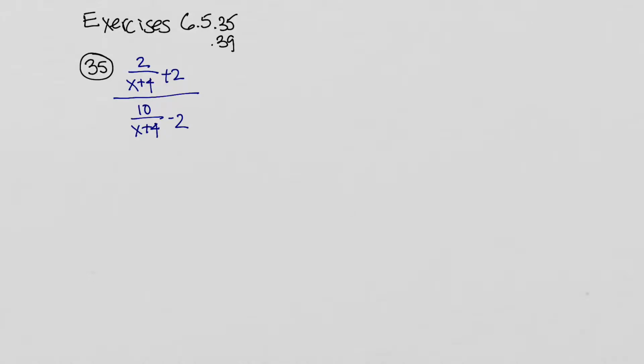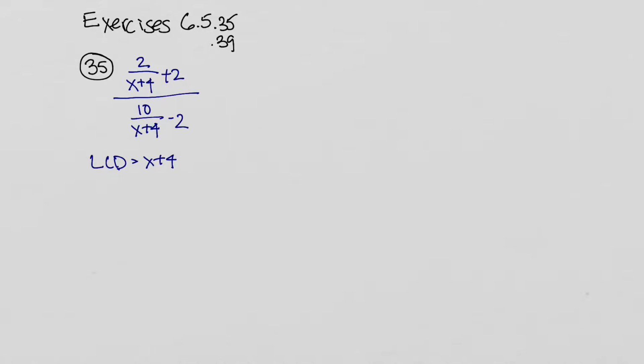Now in this problem, we have 1, 2, 3, 4 terms. I've got two separate terms in the numerator and two separate terms in the denominator, so I'm going to use the general procedure here. In the general procedure, we get the overall LCD. So the overall LCD, let's see, we've got an x plus 4, an x plus 4, a 1, and a 1. So the overall LCD is just this x plus 4.